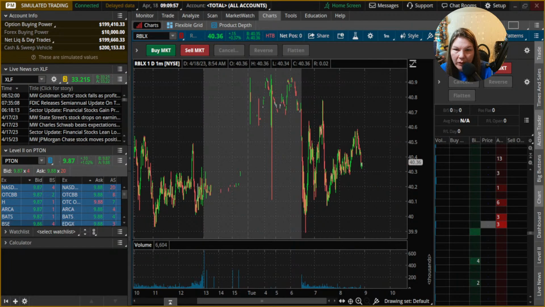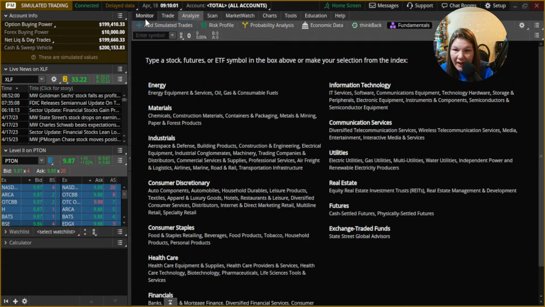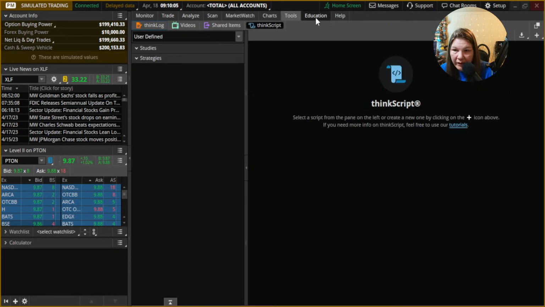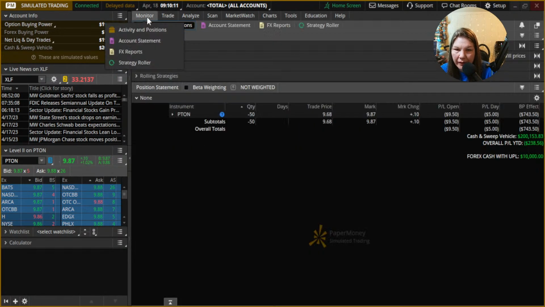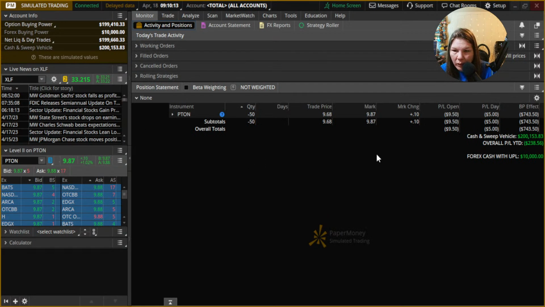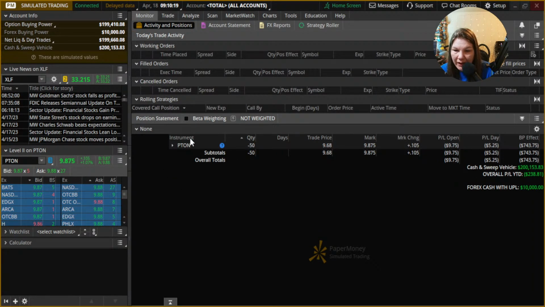This is our buying power. Don't forget, these are our trader tabs, remember? We need to know these tabs, guys. There's 8 of them. Most important tab, education. We're going to learn everything there is to learn. Monitor, this is where our orders are working. This is where our working orders, filled orders, canceled orders, and rolling strategies are. Here's what we have open.